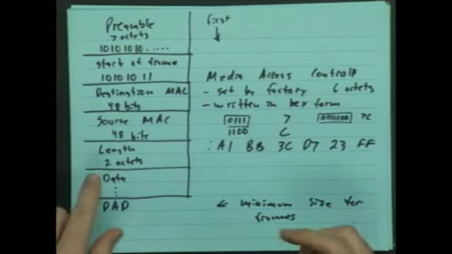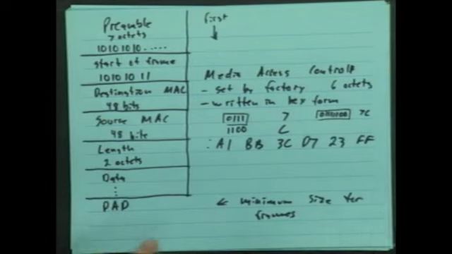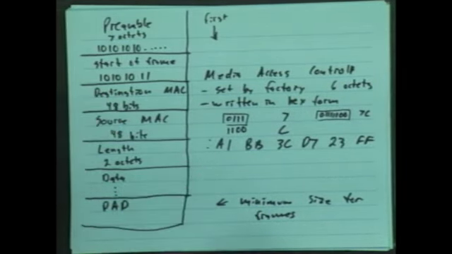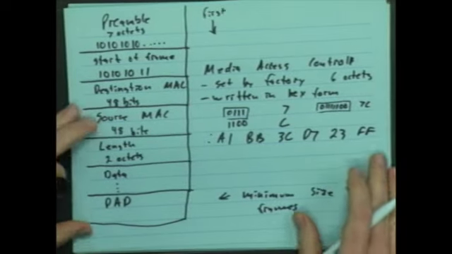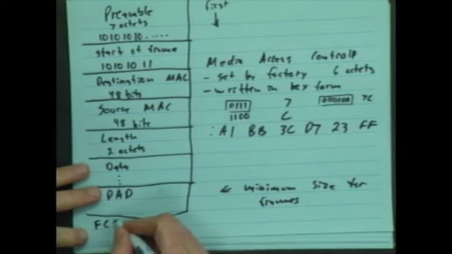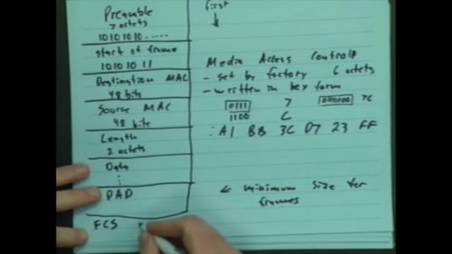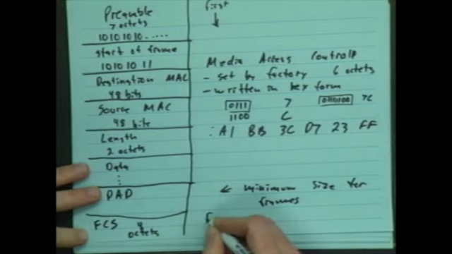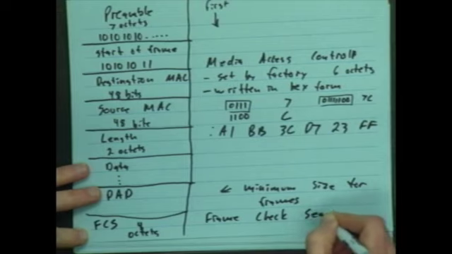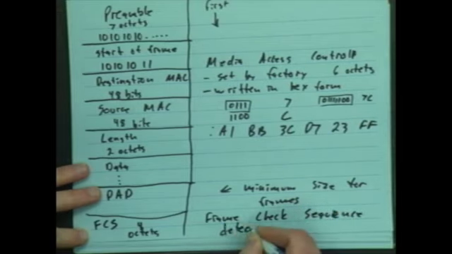But. So there, that's what the pad is for. Whoops, pad. We need to have a minimum size. And the pad, the data in the pad had to add up together. This last field is the frame check sequence. And this is 4 octets. And we'll put here the frame check sequence detects errors.